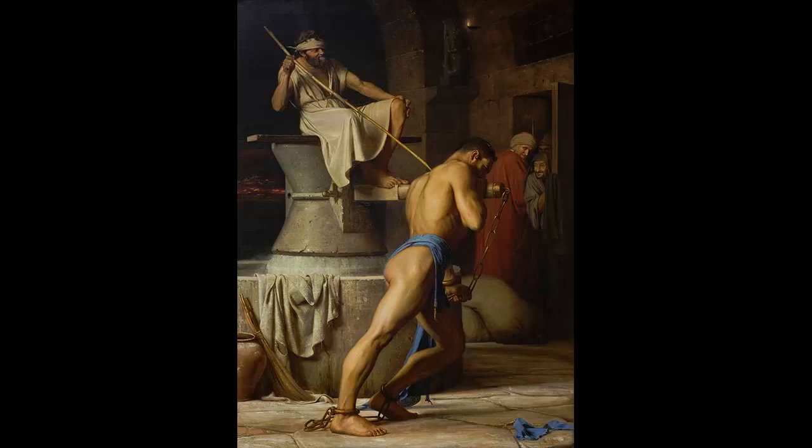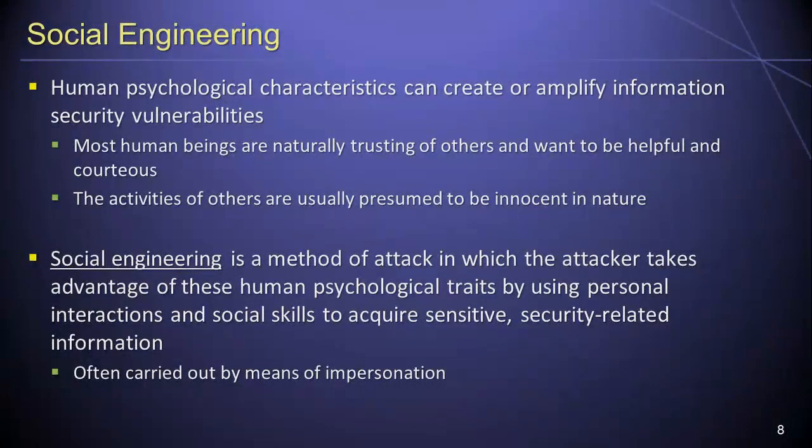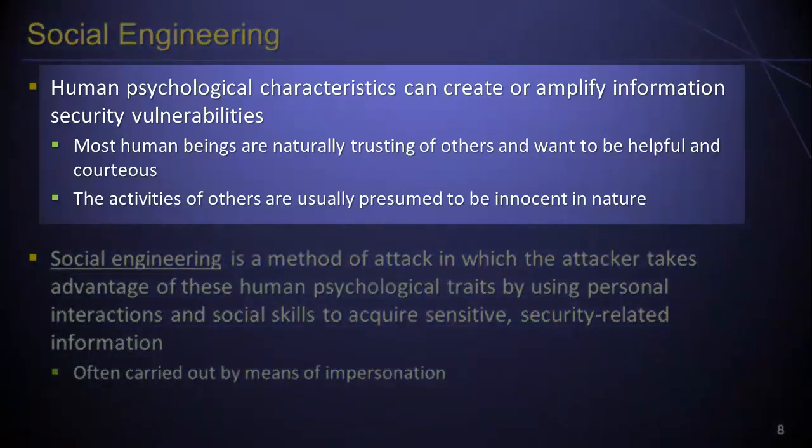The lesson in this ancient story is clear. Human beings can be manipulated to reveal sensitive information. More specifically, human psychological characteristics can create or amplify information security vulnerabilities. Human beings are social animals, and as such, we are naturally trusting and generally want to be helpful and courteous to others. Further, we generally presume the activities of others to be innocent in nature.